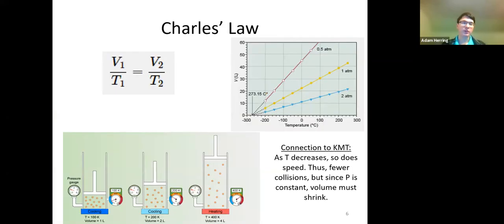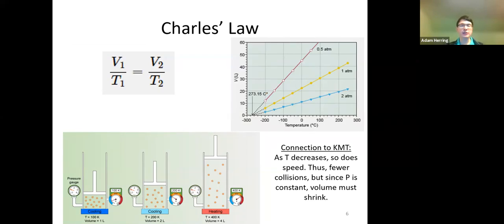Charles' law looks at the relationship between volume and temperature. This is done by holding the number of moles of gas and the pressure constant. And what we see is that as the temperature decreases, the volume also decreases.